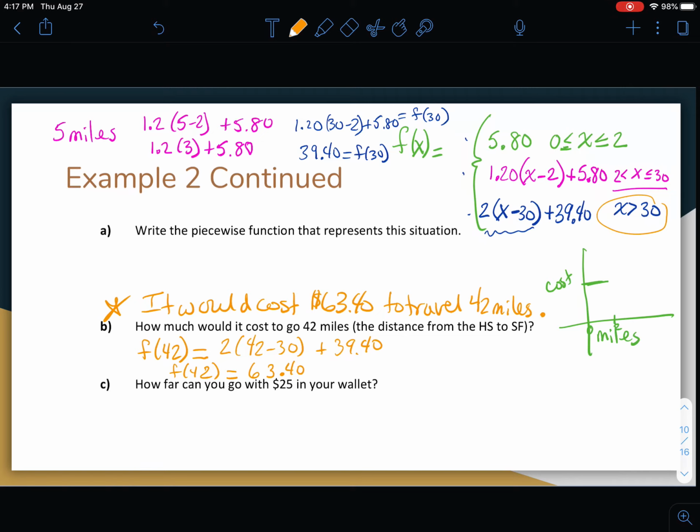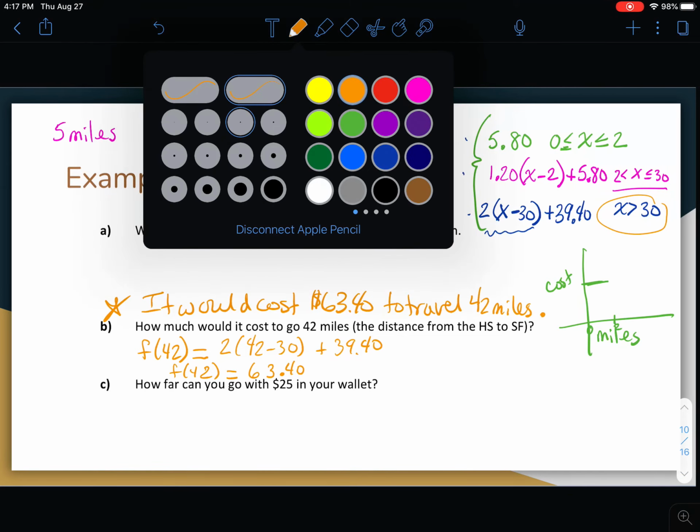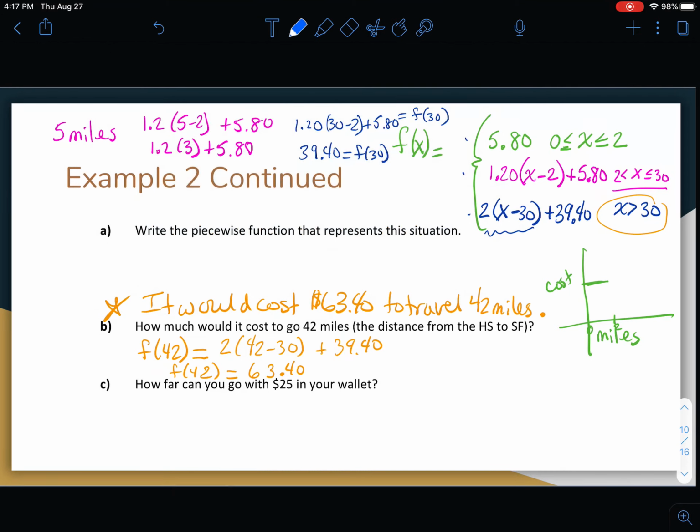Okay. How far can you go with $25 in your wallet? Okay, so let's think about where this would apply. Which piece would I use? And we're solving for x in this case. So it's going to be 25 equals one of these pieces, and then we'll solve for x to find out the miles. So $25 is more than $5.80, so I'm definitely going more than 2 miles. That rules out the first piece. The second piece, okay, that's a possibility. Now let's look at the third piece.